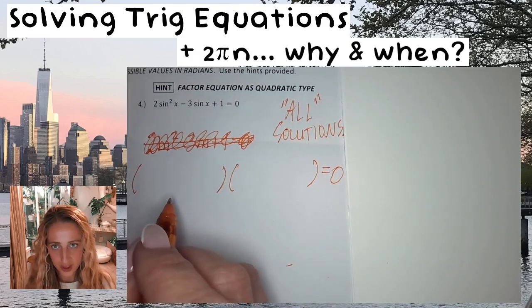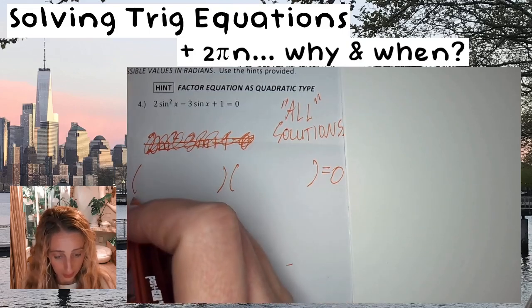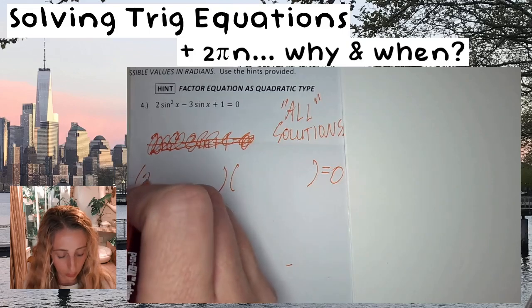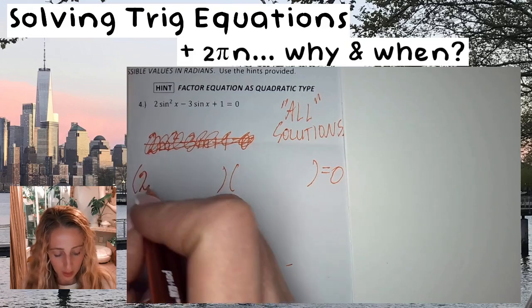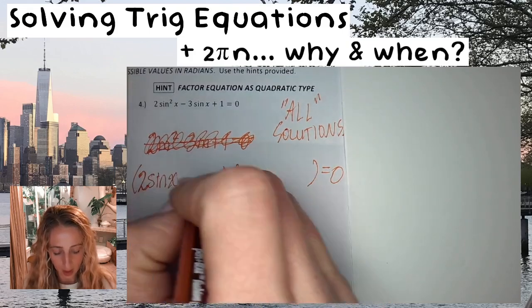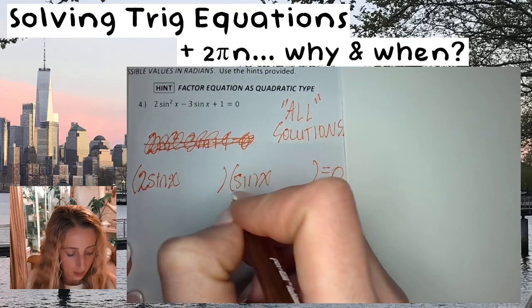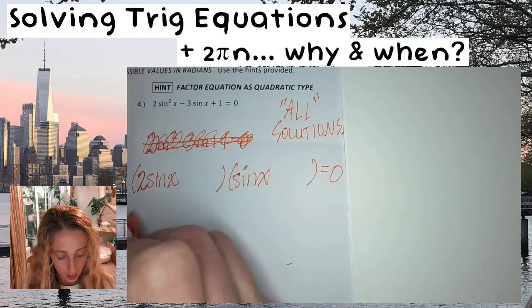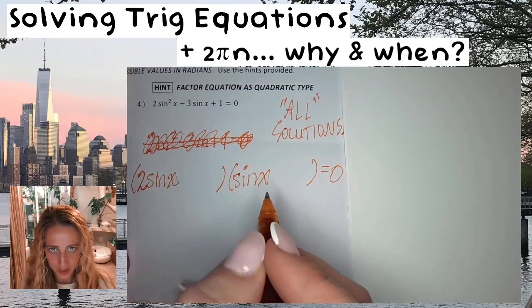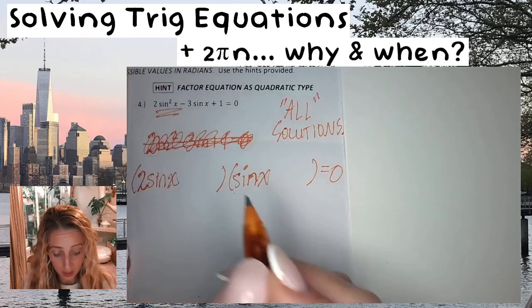First times first has to be 2 sine squared x, or sine squared theta, or sine of x quantity squared, whatever you want to call it. 2 is only going to be able to give me 2 sine squared x by multiplying 2 sine x and sine x. This has a coefficient of 1. So the 2 times the 1 is 2. Sine times sine is sine squared. That's first times first.